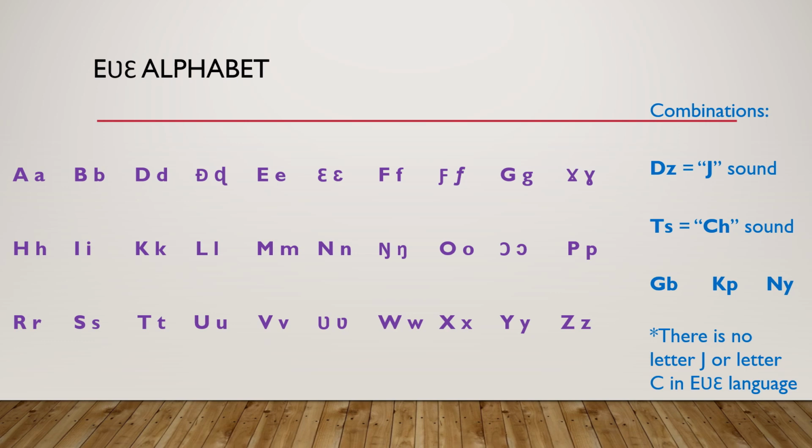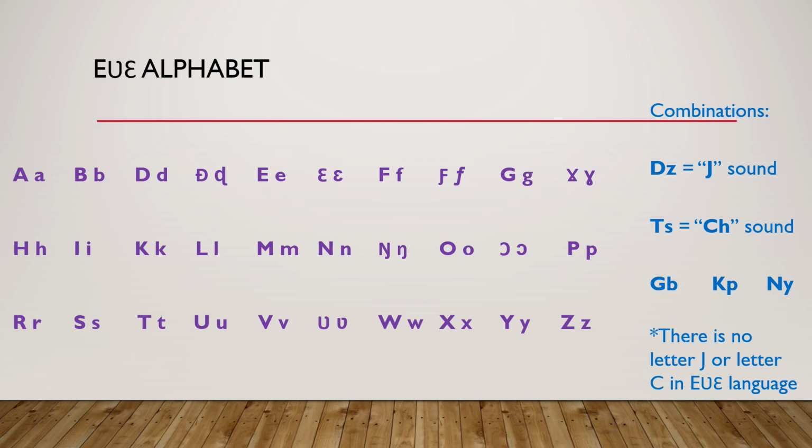Next we have I, then K, then M, like mama. The next one is an N with a hook, and it's pronounced ng. It's a nasal sound. You make the sound through your nose. So ng.